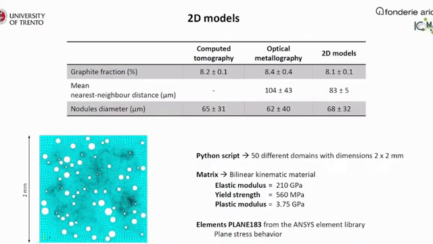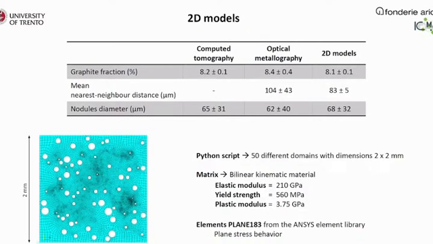We modeled the matrix as a bilinear kinematic material. We exploited PLANE183 elements from the ANSYS library, so they are quadratic elements under plane stress behavior. Because we changed from 3D to 2D model, we had to tune again the matrix. So we tuned it again, always according to the actual experimental curves. So we tuned the yield strength and the plastic modulus.